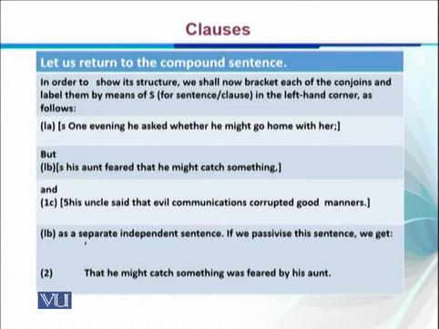So if we look at these compound sentences, we can say that "one evening he asked whether he might go home with her." In this sentence, "one evening he asked" is one clause, and there is an embedded clause, "whether he might go home with her." Similarly, "his aunt feared that he might catch something." "His aunt feared" is one clause, and "that he might catch something" is an embedded clause, and this is joined by "but" with the first clause A.